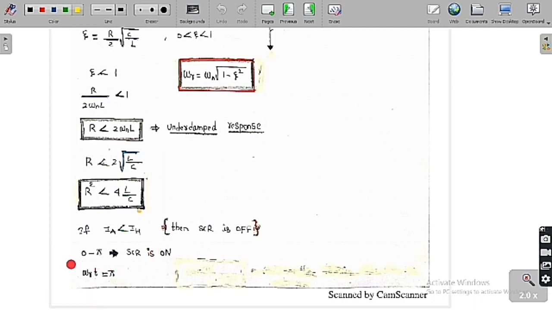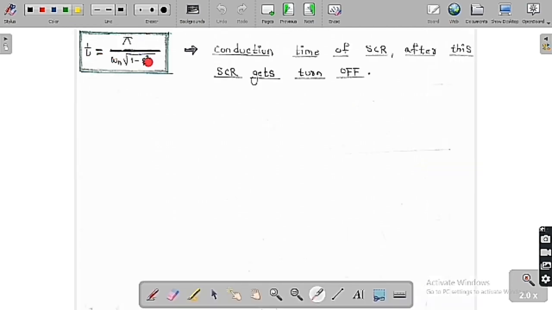So from 0 to pi, only in this range the SCR is on. Therefore omega_r t is equal to pi, where omega_r is the resonant frequency. If you want to know the value of time t, then t is equal to pi by omega_r, where omega_r is equal to omega_n into the square root of 1 minus zeta squared. So this is the time up to which the SCR is going to conduct.